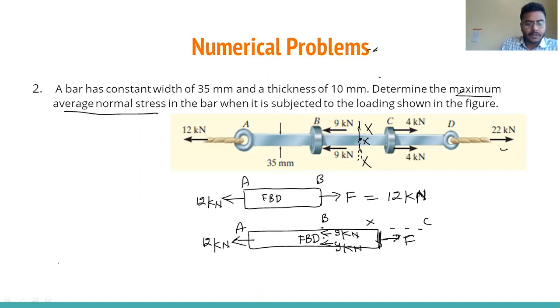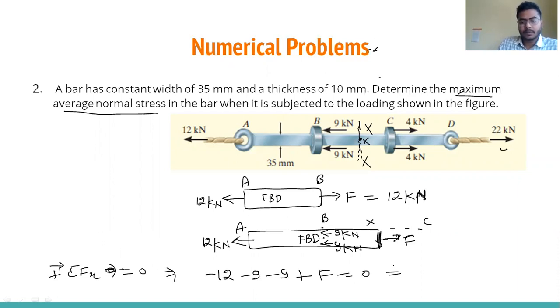Now I'm taking the sign convention: right side is positive. I'm taking the summation of forces in x, because this portion A to X is in equilibrium condition. So this is equal to 0. I'm taking minus 12, minus 9, minus 9 plus F equals 0. So from this equation, F will come 12 plus 9 plus 9, 30. This F is called 30 kilonewton. Now draw the free body diagram.